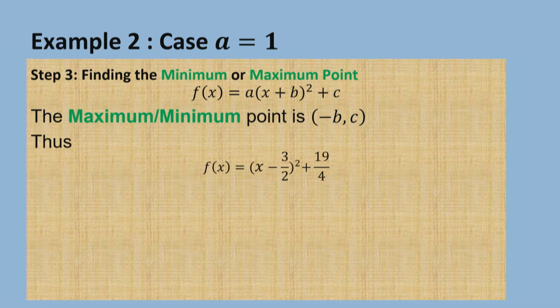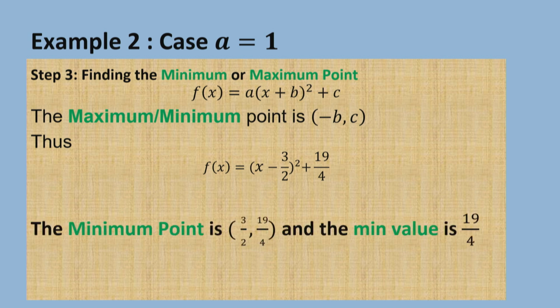In our function, we have (x - 3/2)² + 19/4. So the minimum point will be (3/2, 19/4). Why is it not negative 3/2? Well, because it's minus b, and minus negative 3/2 is 3/2. And the minimum value will be 19/4.